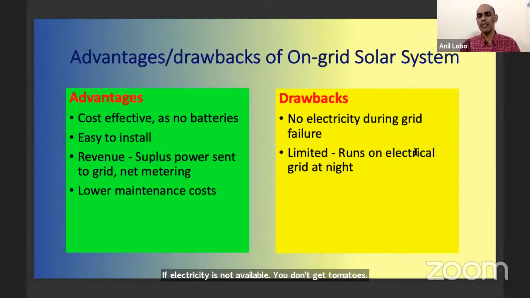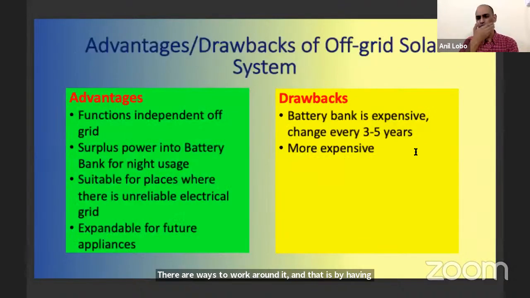You understand what I'm saying? When you need the tomatoes and if the tomatoes are not available, you cannot have tomatoes to eat. And the same thing applies with an on-grid system. When you want electricity and the grid has failed, you cannot get electricity even from the system that you have on the roof. There are ways to work around it, and that is by having a hybrid system.